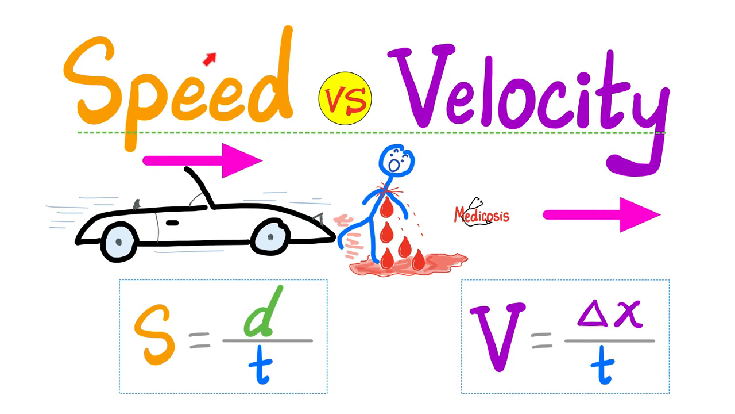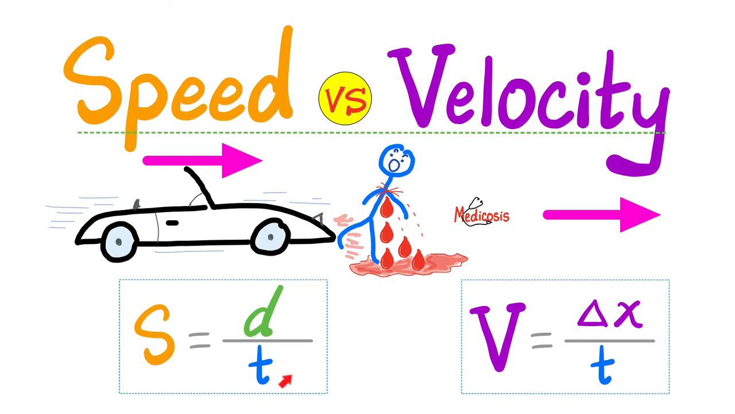What does a scalar quantity mean? It means it has a magnitude only but no direction. But velocity is a vector, meaning it's a quantity that has a magnitude and a direction, which means velocity could be a positive number or a negative number, but speed cannot be negative. Speed is the rate of change in distance, but velocity is the rate of change of displacement.